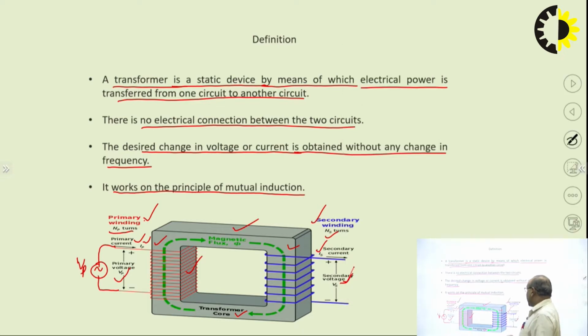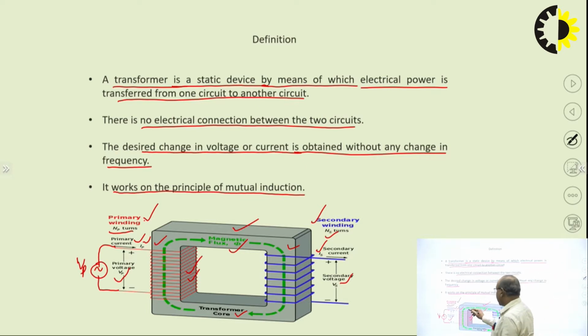So, what happens when we connect the primary side to the AC supply having a voltage Vp? A current Ip, which is the primary current, passes through the primary winding, and due to this a magnetic flux phi, shown here, is developed in the core of the transformer.